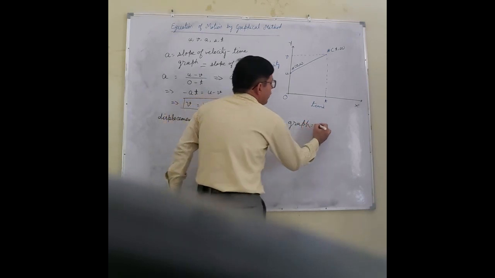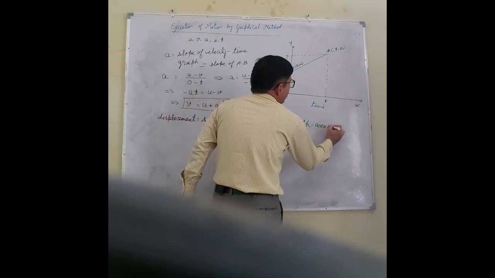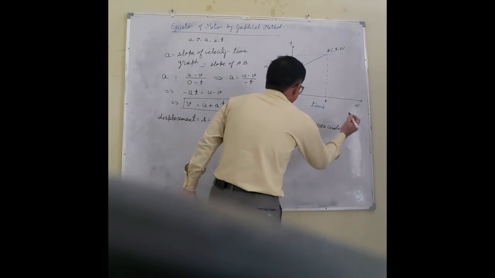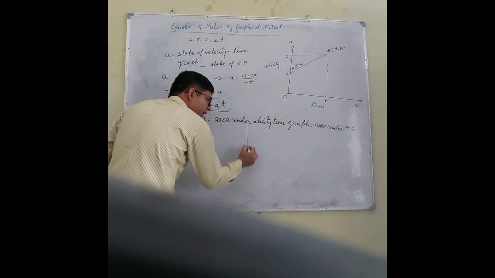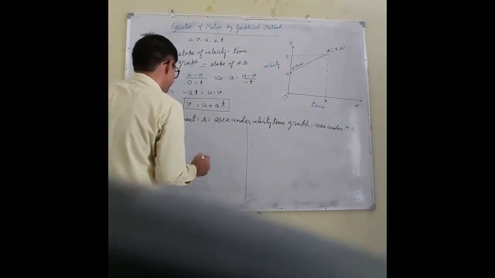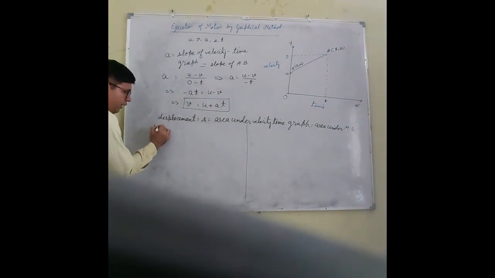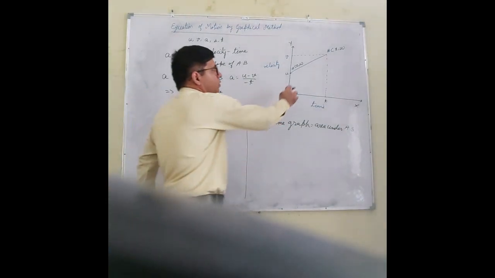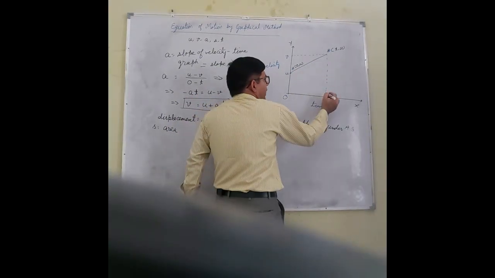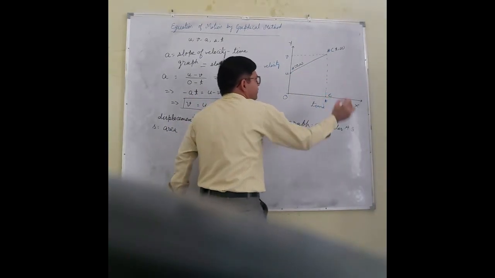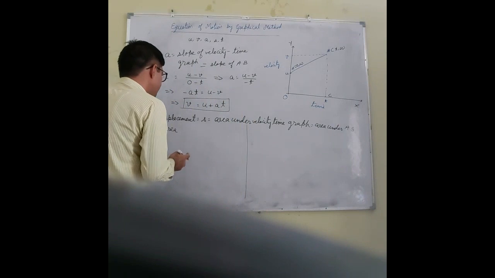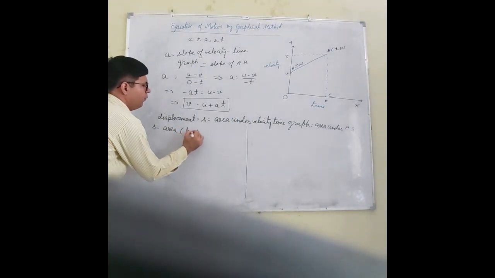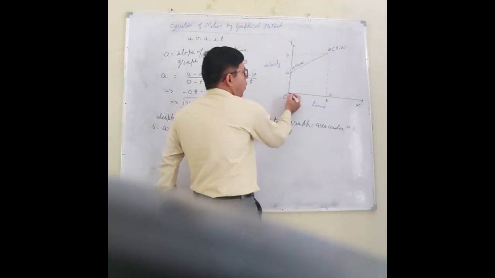And what is the velocity time graph? I can say area under AB. Can you tell me what is the area under AB? Area under AB forms a trapezium. I am writing this point as C. So this is the area of the trapezium OABC.